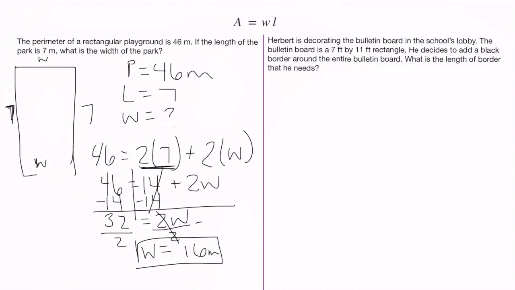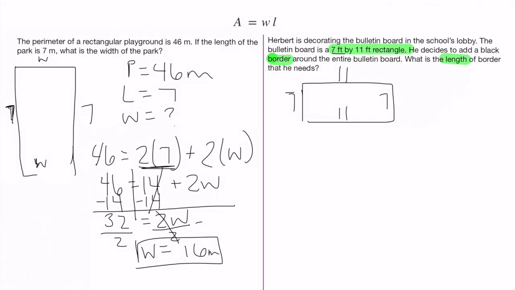Let's look at this one. Herbert is decorating a bulletin board in his school lobby. The bulletin board is a 7 feet by 11 feet rectangle. He wants to add a border. What is the length of border that he needs? So again, when we think about the border of something, how much around, this is perimeter. So we want to know the perimeter of this bulletin board. I'm going to draw a little picture of my bulletin board. It's going to be 11 feet by 7 feet. So if this side's 11, that means this side is also 11, and this is also 7.